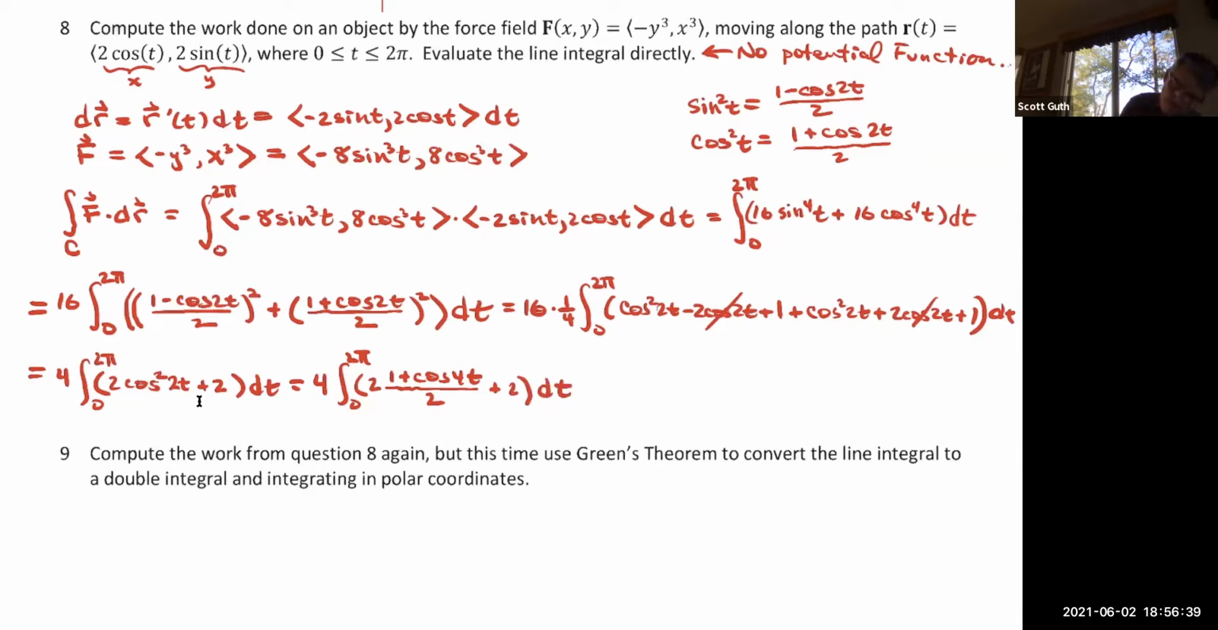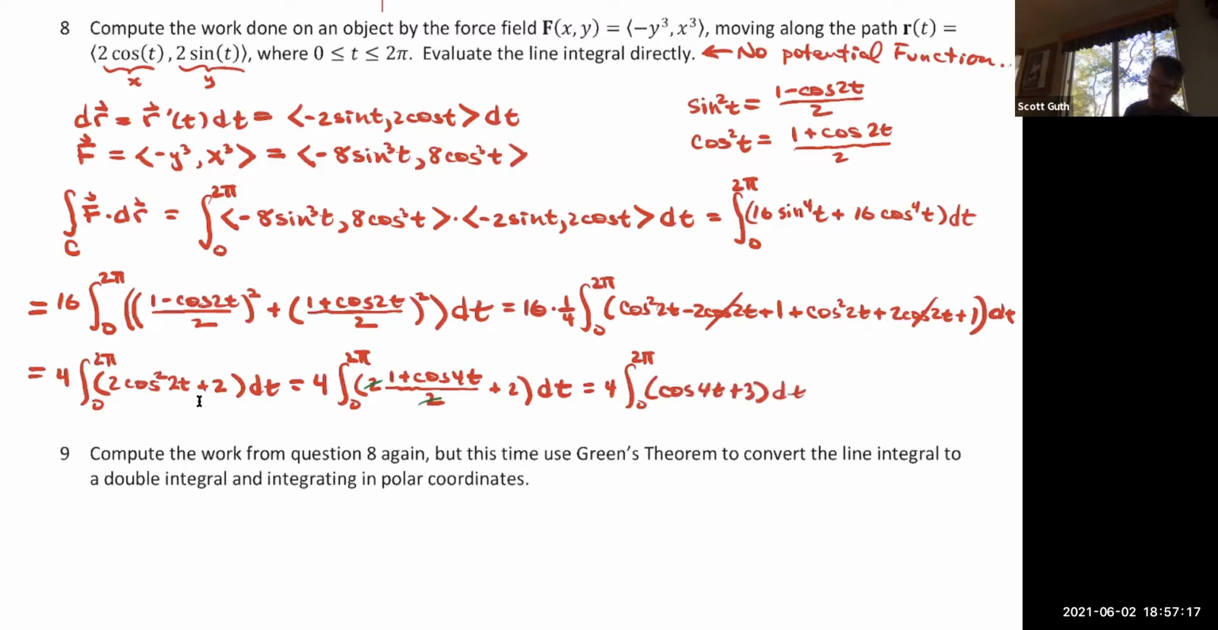2's cancel. Oops, that is an accident. So my 2's cancel. And I end up with a cos 4t plus 3, I think. So I think this comes out to be the 4 integral 0 to 2 pi. I think we have a cos of 4t plus 3 dt.